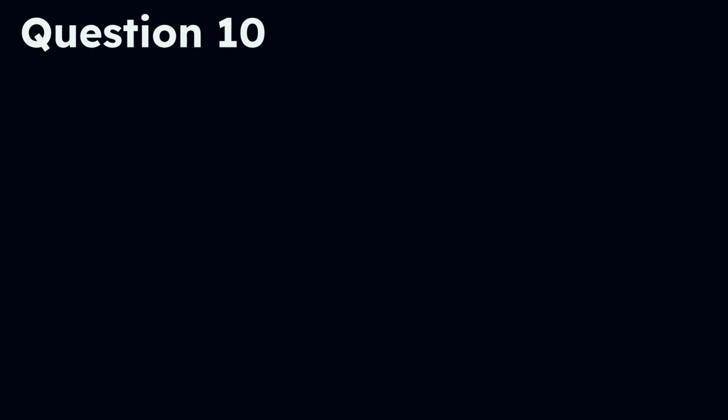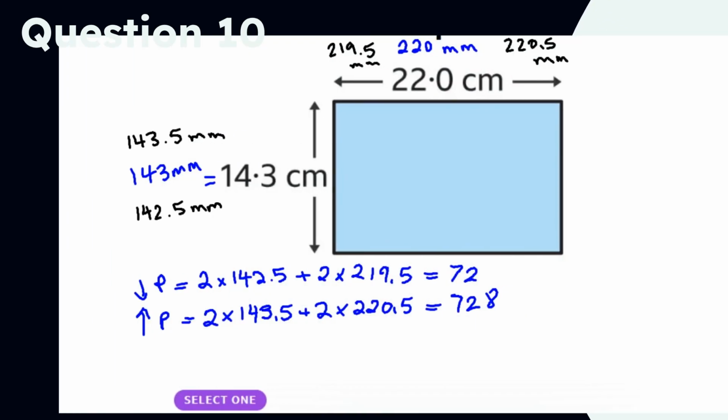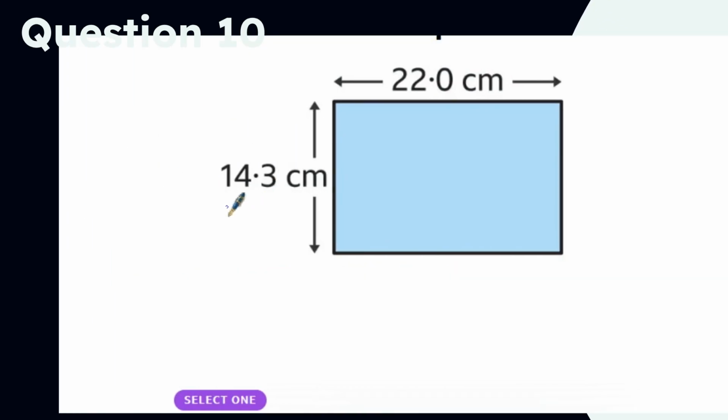And for our final question, the perimeter is greater than or equal to 724 millimeters, 72.4 centimeters, and less than 728 millimeters, 72.8 centimeters. Use lower and upper bounds to calculate the possible perimeter. 14.3 centimeters equals 143 millimeters. 143 millimeters has a lower bound of 142.5 millimeters, because 142.5 millimeters is the smallest length that would round up to 143 millimeters.